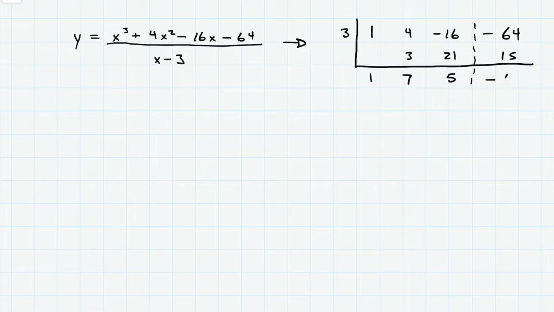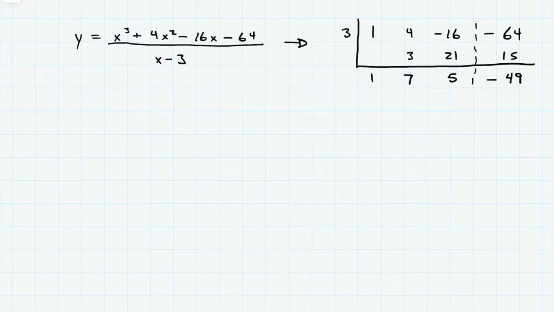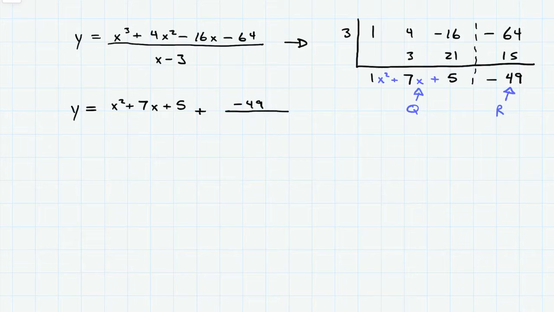So there, negative 49 is the remainder. The 1, 7, and 5: because this was x cubed divided by an x, I know the highest power is x squared, and then it just goes down by one power of x every time. So we got the quotient and the remainder. We can write out the division statement. So it's the quotient, x squared plus 7x plus 5, plus the remainder divided by the divisor.